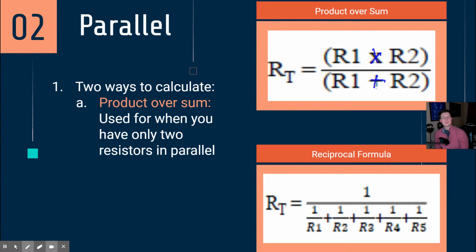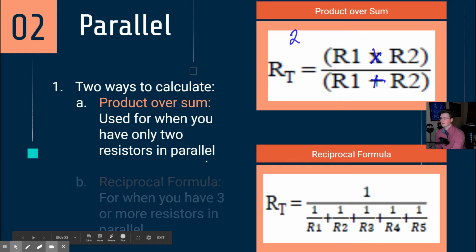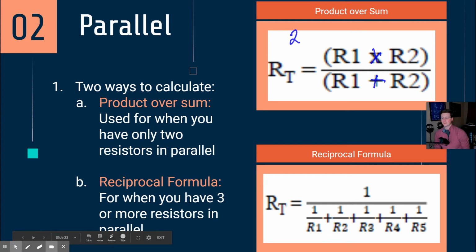So that's why it's called product over sum. We can only use that, though, if we only have two resistors in that parallel circuit. If we have more than two resistors in that parallel section, then we can't do that. It doesn't work, unfortunately, to treat it in that same way. So this only works for two resistors. Okay? Now, the next way that we can actually do this is the reciprocal formula.